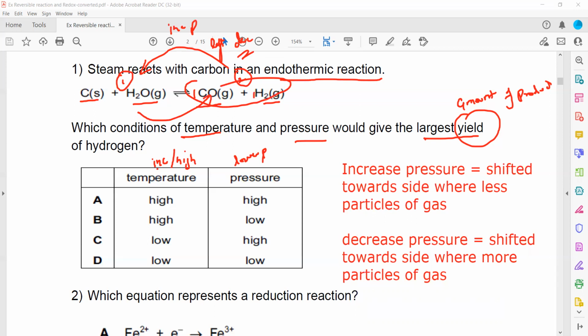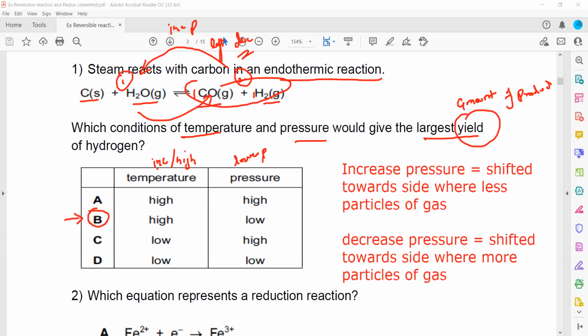So what could be the right answer? We should increase the temperature to get a greater yield or amount of product, and we should lower the pressure to get a greater amount of product. That's why B is the right answer. Is it clear?